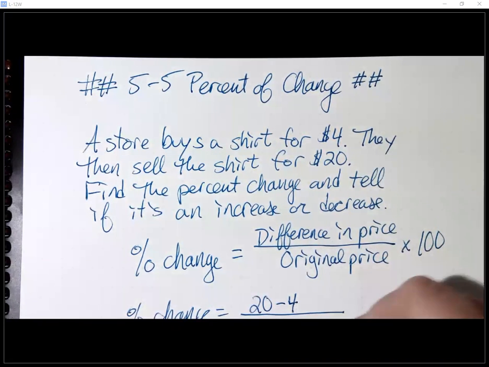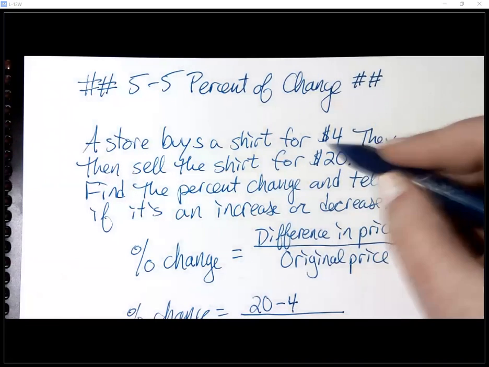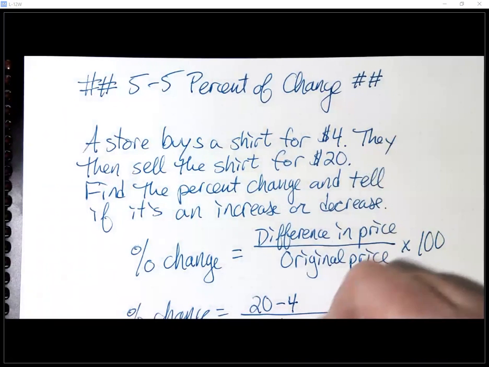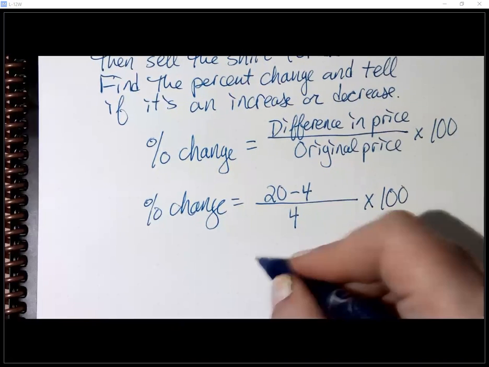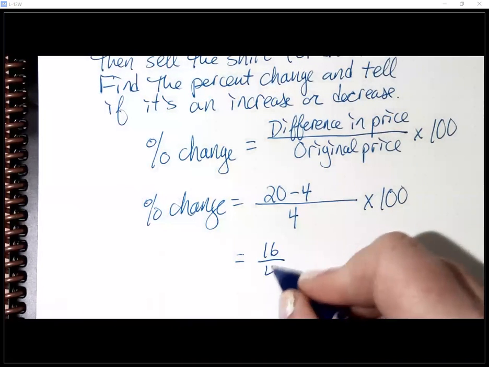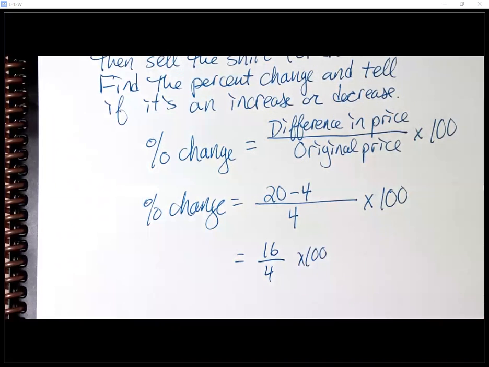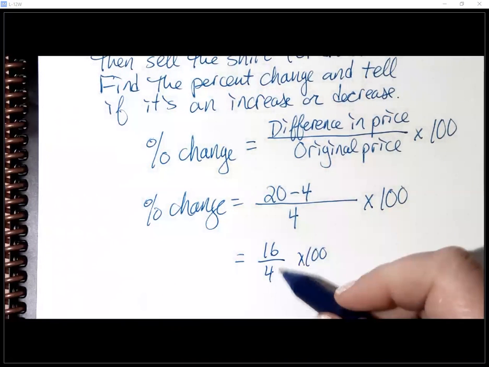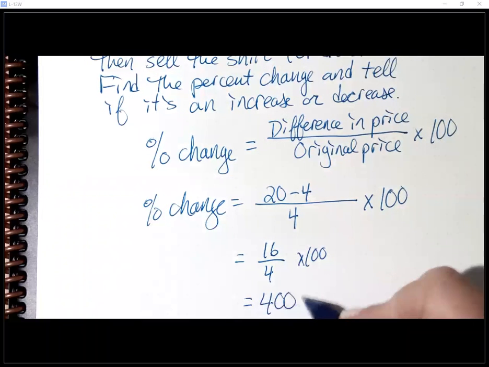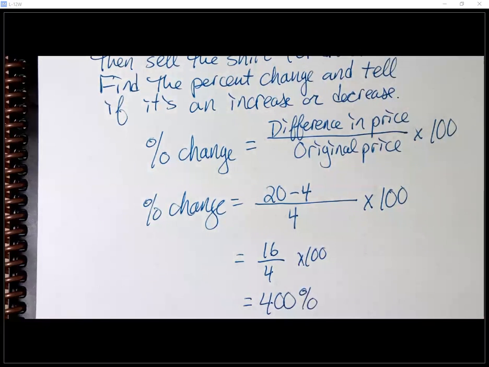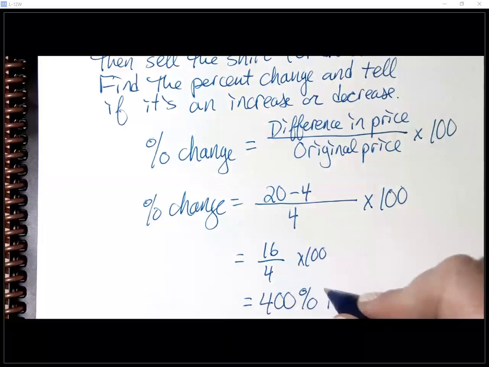And then my original price, well, the price that it started out as was 4, right? And then we're going to times that by 100. So let's just go ahead and do, oh, sorry, I didn't realize I was off the screen a little bit. So we are going to have 16 divided by 4, and we will times it by 100. This I actually don't even need my calculator for because I can do this. 16 divided by 4 is just 4. 4 times 100 is 400%. So they have marked up the cost of the shirt 400%. Whew. So we should indicate that that is an increase.